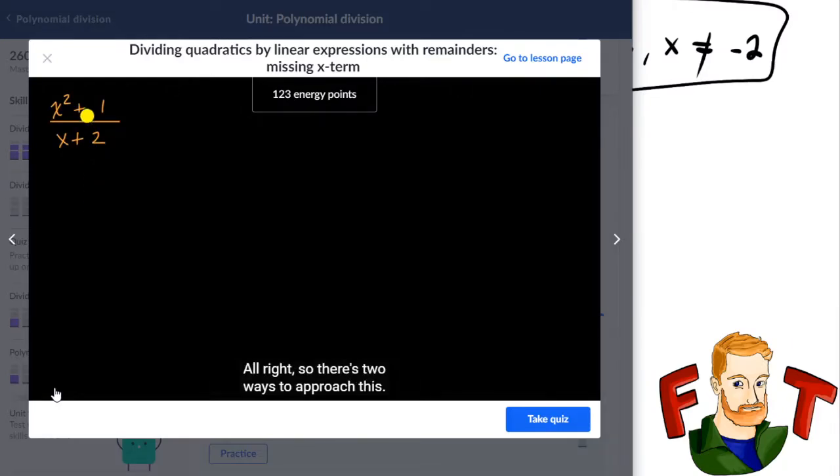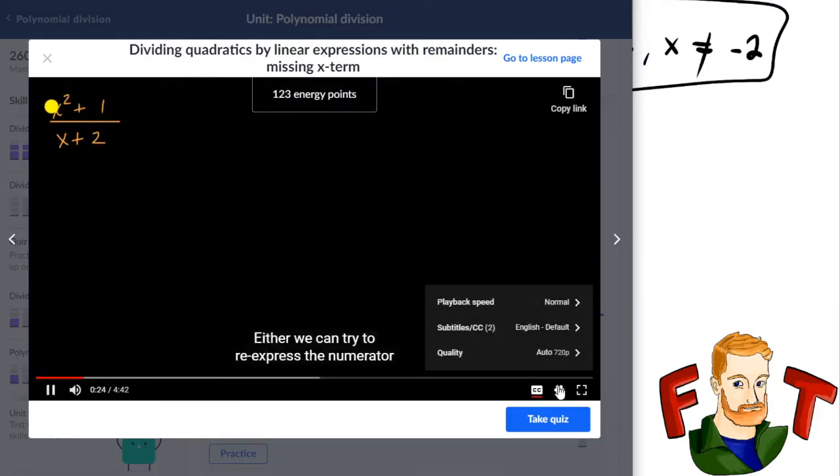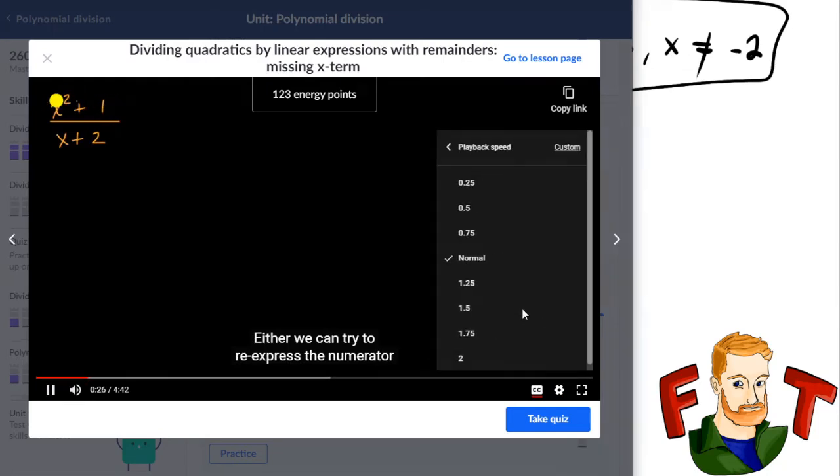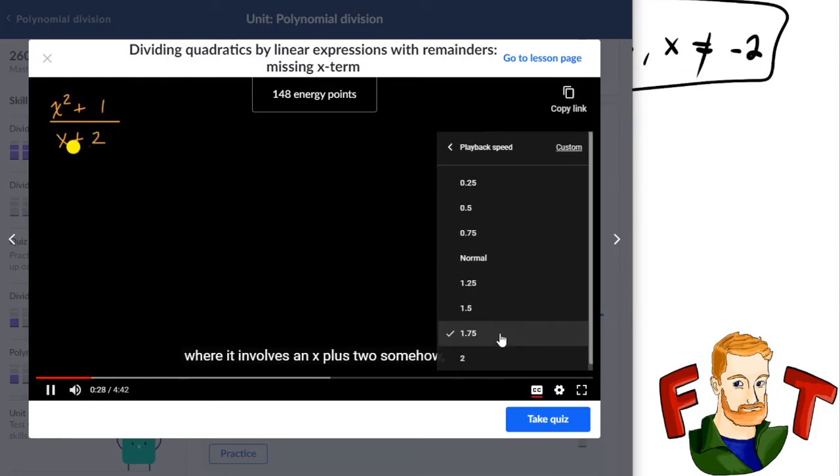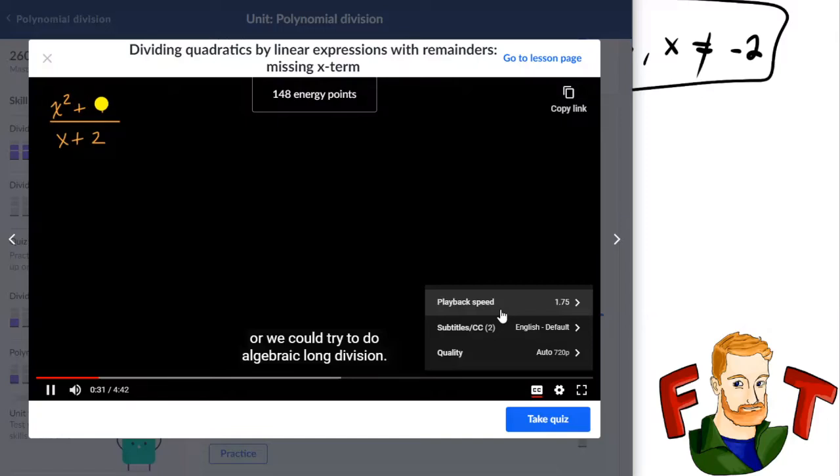All right, so there's two ways to approach this. Either we can try to re-express the numerator where it involves an x plus 2 somehow, or we can try to do algebraic long division. So let me do the first way.